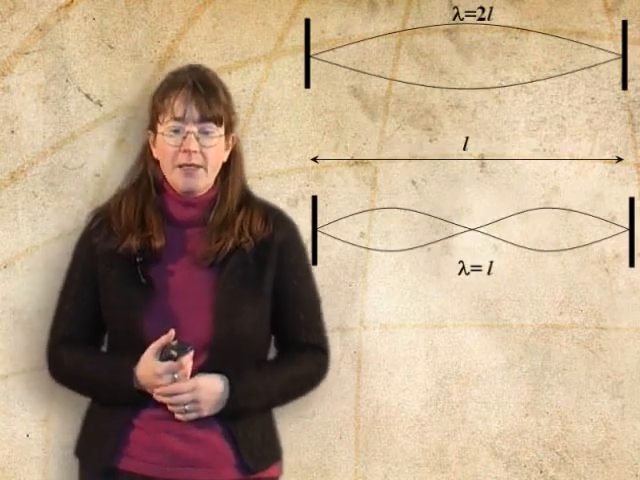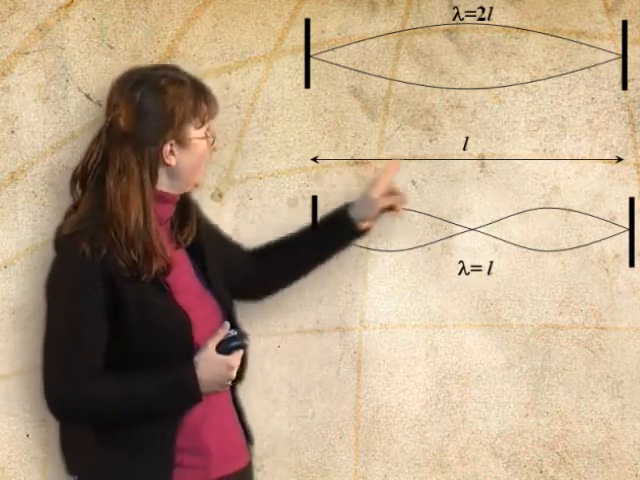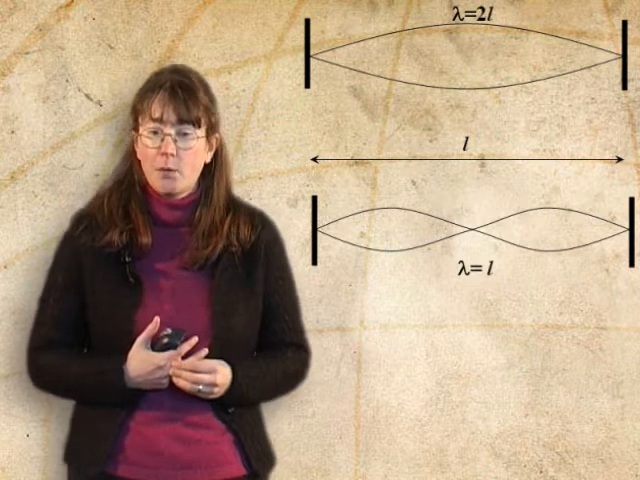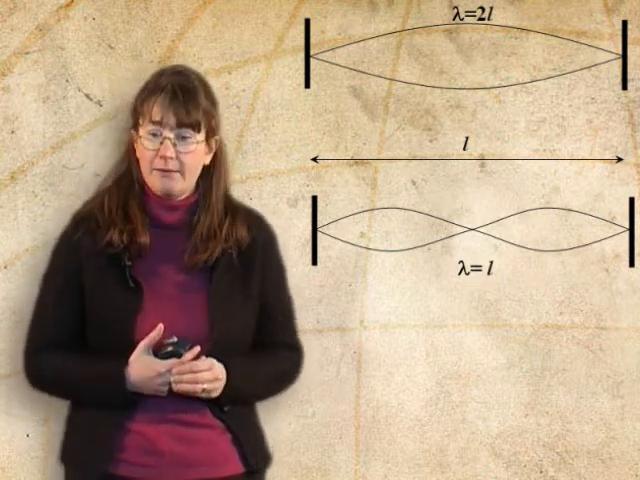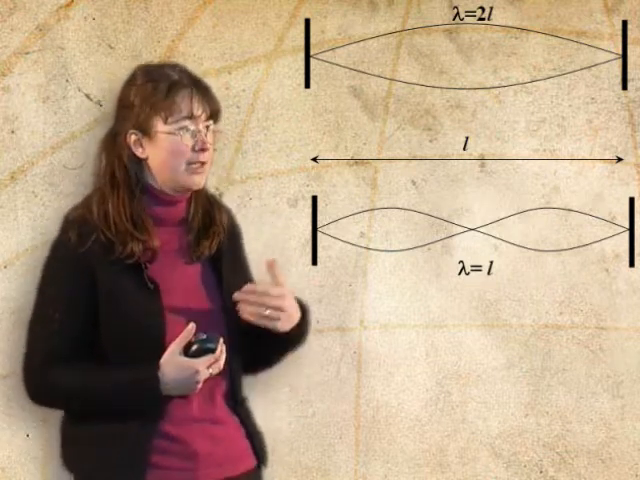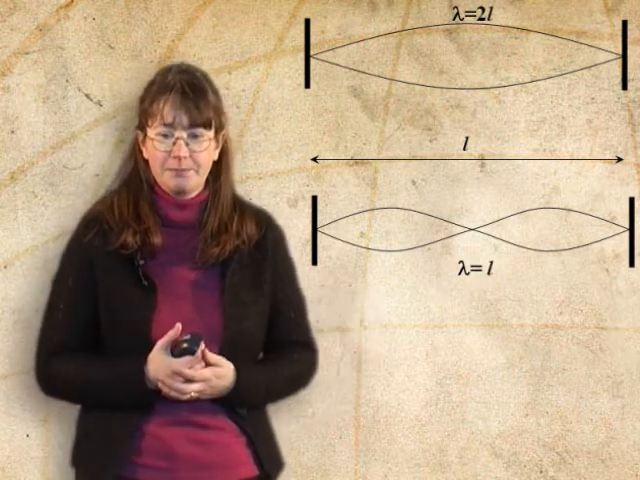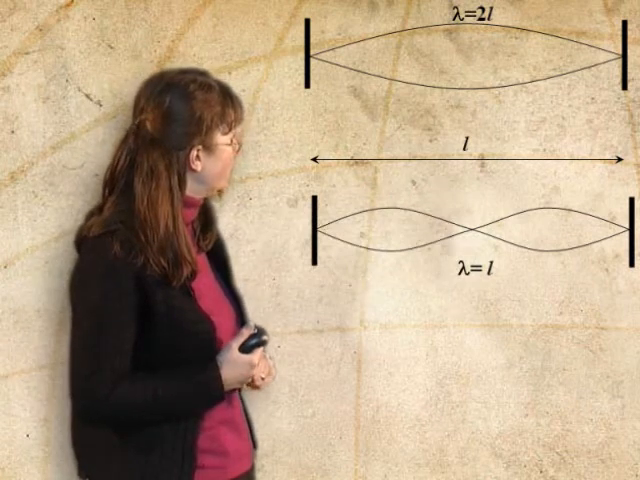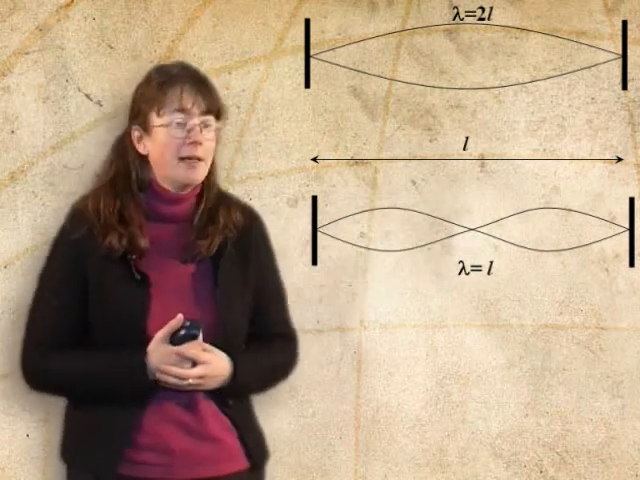So, if the length of the string is L, then this will be equivalent to half the wavelength of the longest wavelength. So the wavelength we actually use is 2L. And that is for the first harmonic.